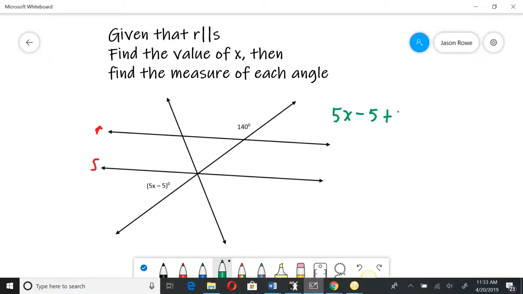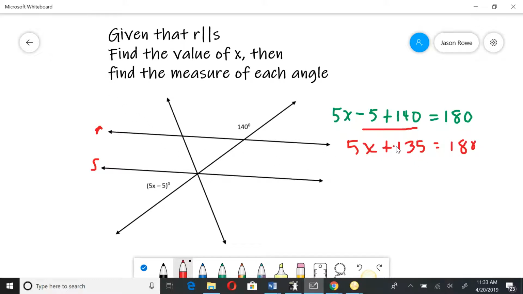So since these are supplementary, we know that if we add these two angles together, 5x minus 5 plus 140, we're going to get 180 degrees. So now we just need to combine like terms and then solve the two-step equation. So we're going to combine our like terms first. We can do that through associative property. And so we have 5x plus 135 equals 180. And that is a plus sign right there. Ignore that little, that's not there. And then we're going to subtract 135 from each side.